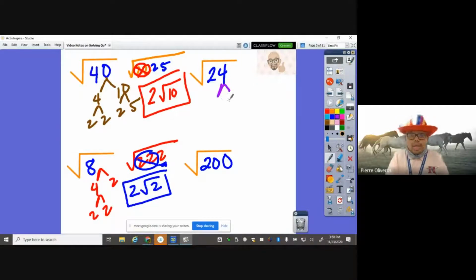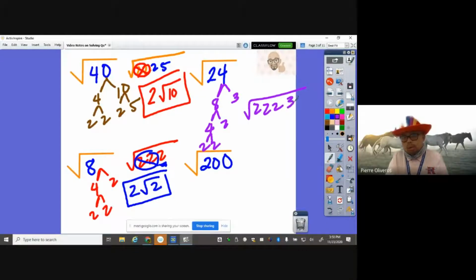24. You can use 8 and 3, 6 and 4. Let's use 8 and 3 here. 8 can be broken into 4 and 2, and 4 can be broken into 2 and 2. So now we have 2, 2, 2, and 3. Those are the prime numbers. And then look for a pair. That's a pair of 2. Cross it out. So 2 comes out. 2 and 3 cannot come up with a pair. So 2 times 3 will be 6. So the answer is 2 square root of 6.